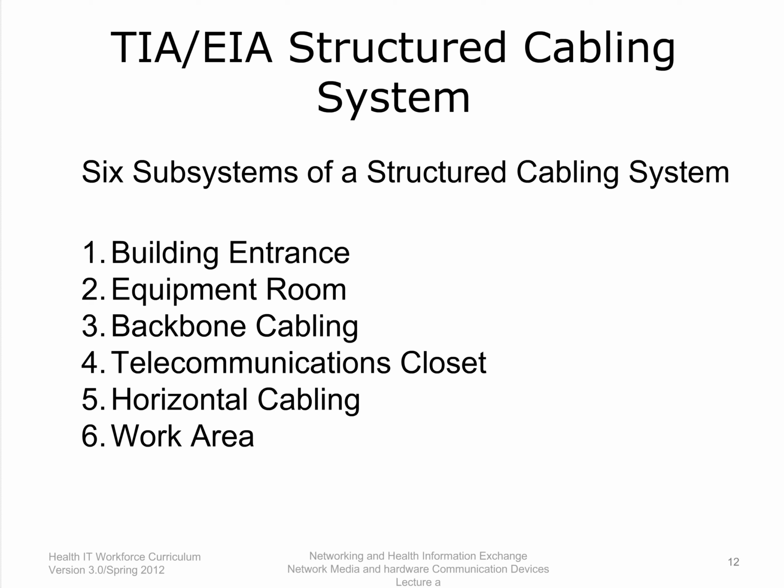Equipment room, where the equipment to provide the connection between the intra-building network and external network resides. Backbone cabling, interconnection between telecommunication closets, equipment rooms, and entrance facilities. Telecommunications closet houses the telecommunications cabling system equipment. Horizontal cabling extends from the work area telecommunications information outlet to the telecommunications closet.